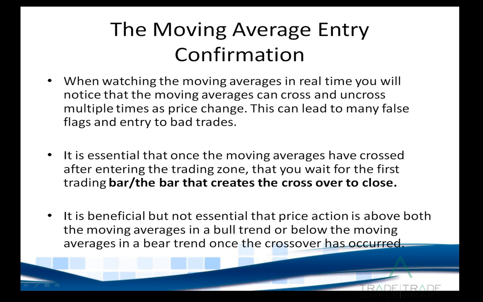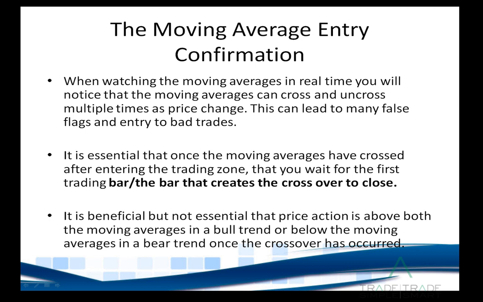Now, our final guideline is that it's beneficial but not essential that price action is above both the moving averages in a bull trend or below the moving averages in a bear trend once the crossover has occurred. So if you've seen manipulation of buy orders and we're expecting smart money to move the market to the downside, then once you've seen manipulation take place and we get that crossover of the two moving averages, it is a good measure of momentum if the price action is below the moving averages. Okay, and the opposite is true in a bull trend.